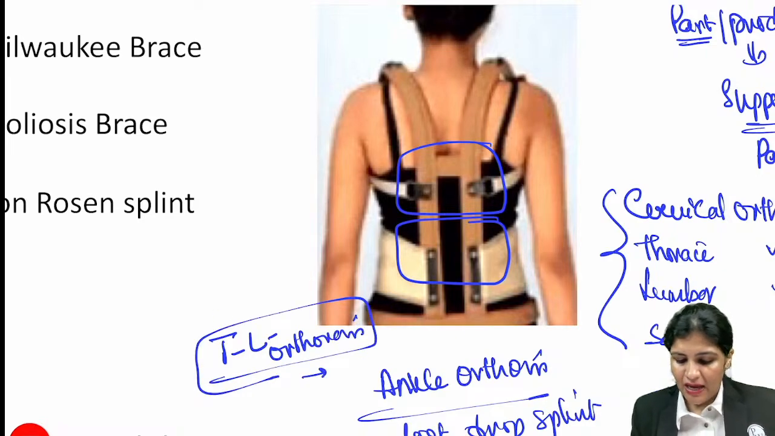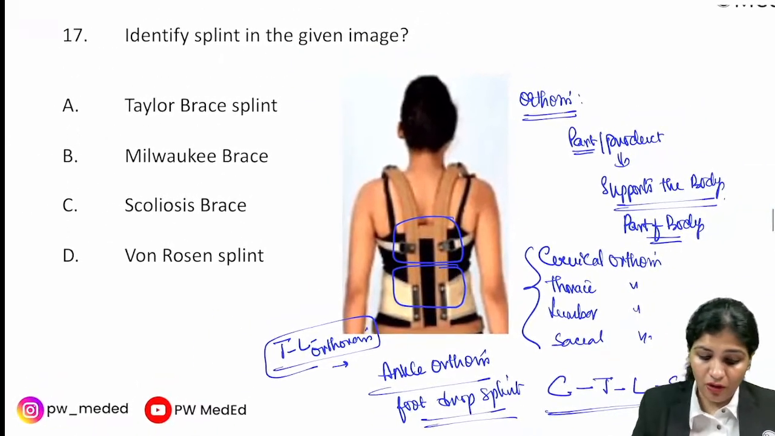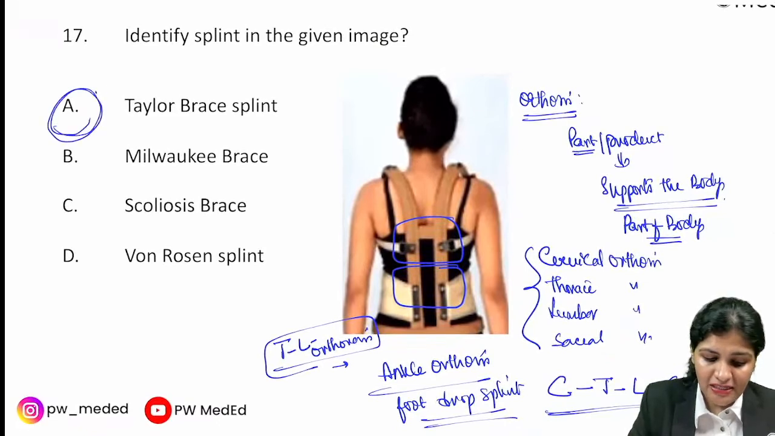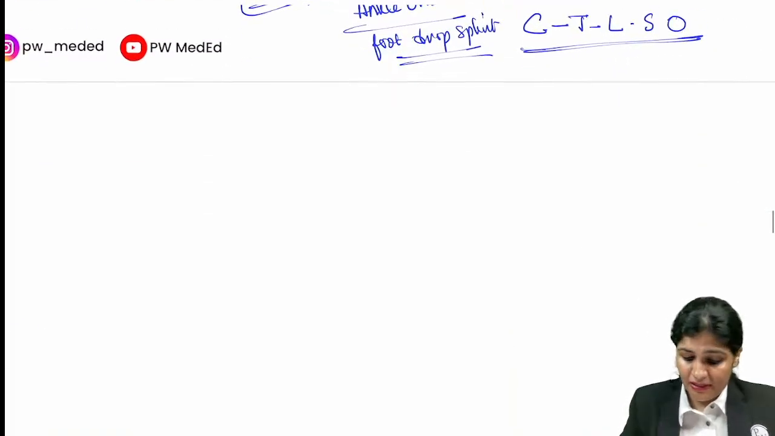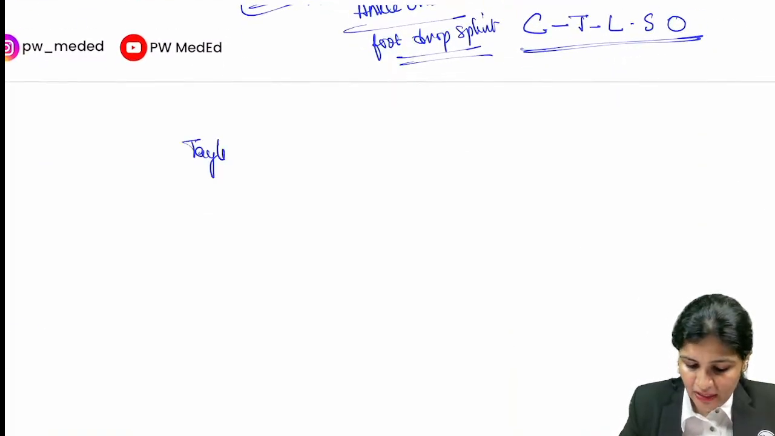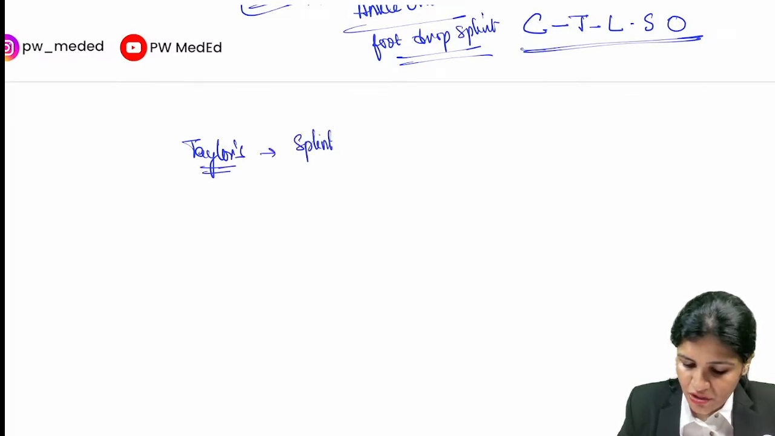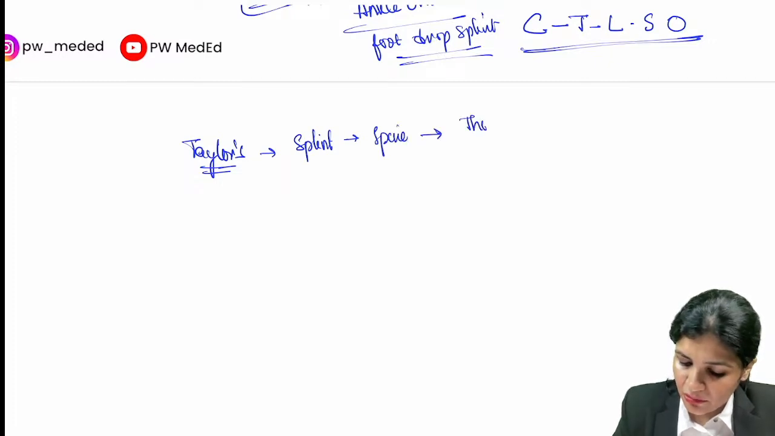Thoracolumbar orthosis, and in short form it is called your Taylor's brace splint, right? You will call this as your Taylor's brace. So what is this Taylor's brace? This is the splint which supports the spine and especially the thoracic and the lumbar spine.